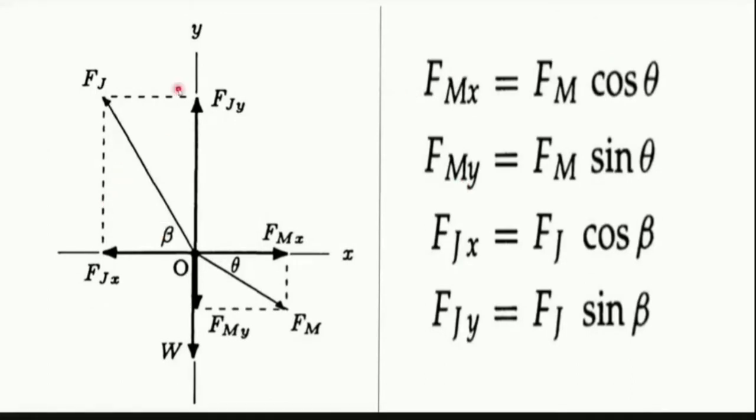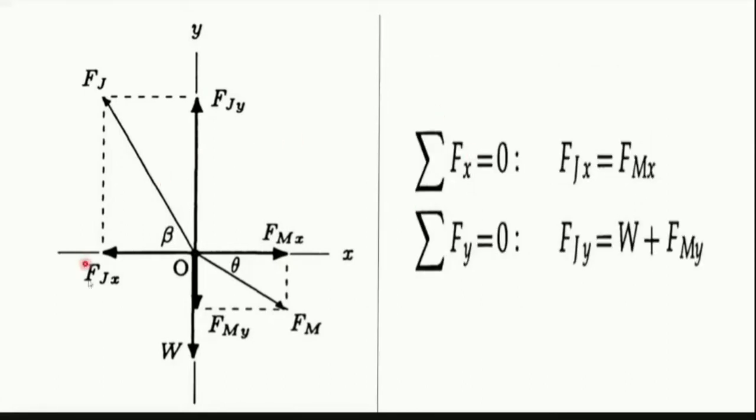So as they are resolved into their vertical and horizontal components, we can write Fmx. So this is our Fmx. Fmx is equal to Fm cos theta. It is adjacent side. So adjacent by hypotenuse, it is cos. So Fmx is equals to Fm cos theta. And Fmy. So this is our Fmy. Fmy is equal to Fm sin theta. And Fjx, this is our Fjx. Fjx is Fj cos beta and Fjy is Fj sin beta.